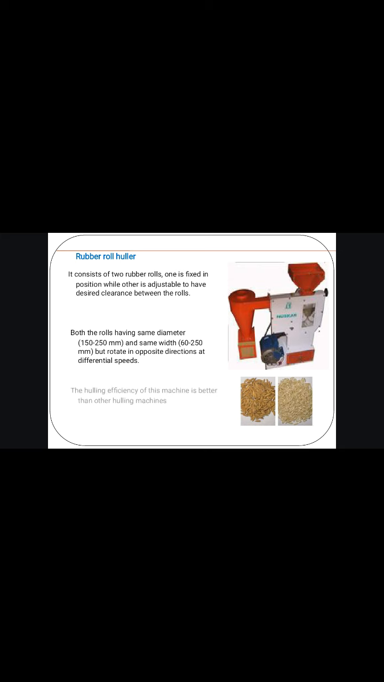The next important machine in rice milling industries is the rubber roll sheller. So this figure shows the rubber roll sheller, and this is a rice sheller. It consists of two rubber rolls. One is fixed in position while the other is adjustable to have the desired clearance between the rolls. Both rolls have the same diameter, 150 to 250 mm, and the same width, 60 to 250 mm, but rotate in opposite directions at differential speeds. The hulling efficiency of this machine is better as compared to other hulling machines.